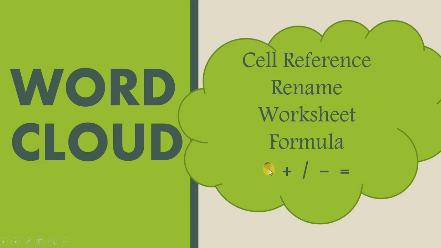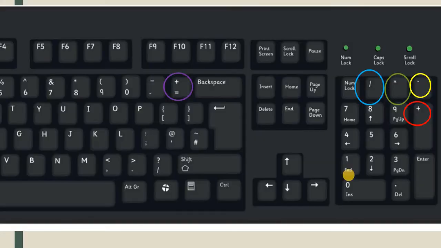And this is a symbol for multiplication. This is plus. This is division symbol. This is minus. And this is equals. In this keyboard, you can see this red circle shows the plus symbol. This yellow circle shows the minus. This is multiplication. This blue circle shows the division symbol in your keyboard, and this is where you can find equals.